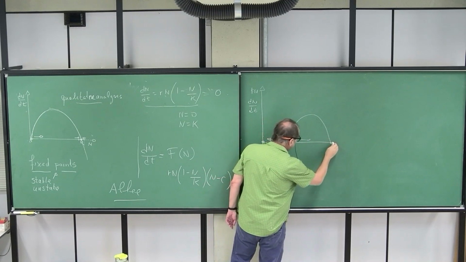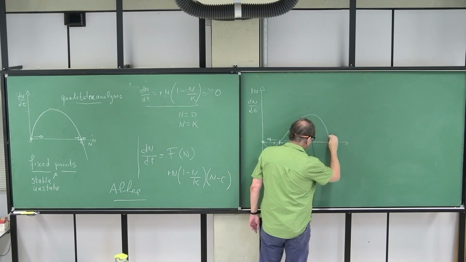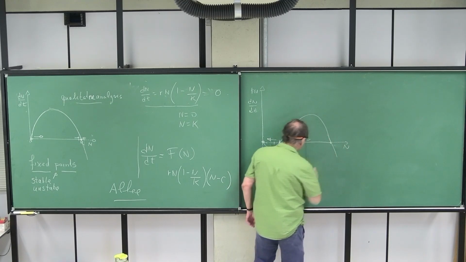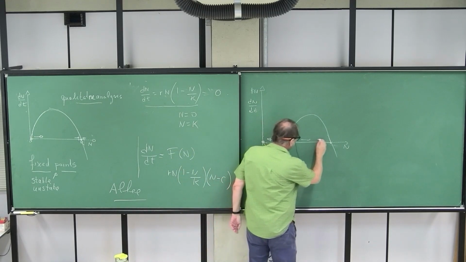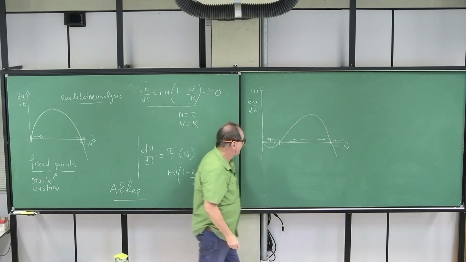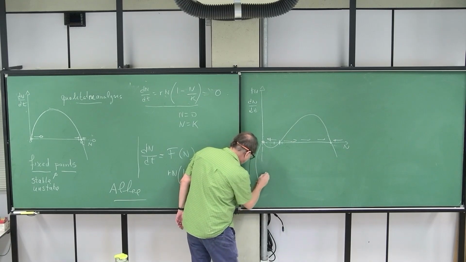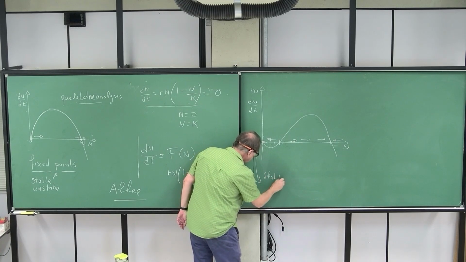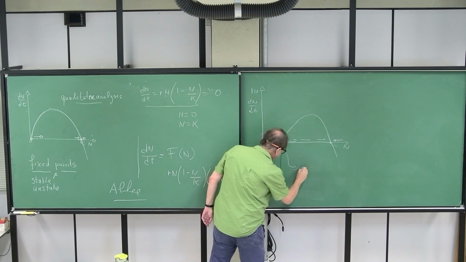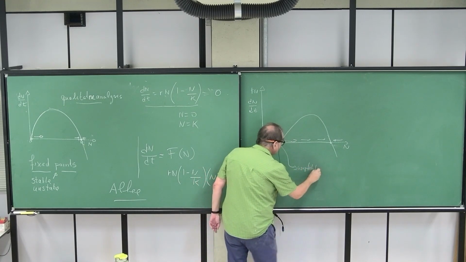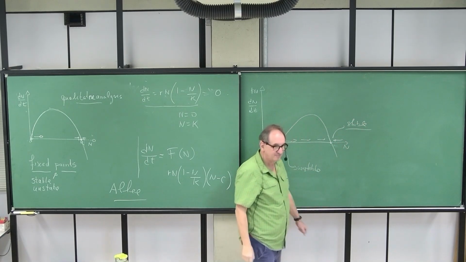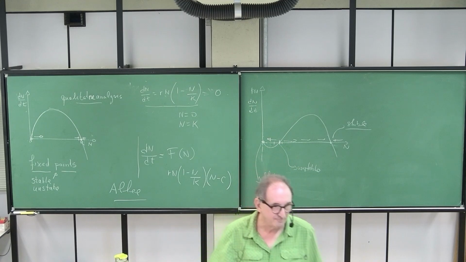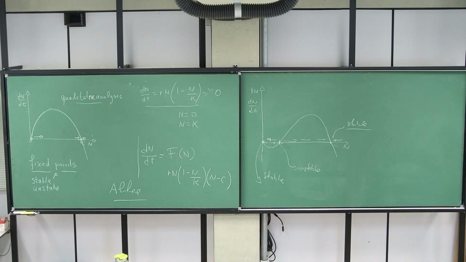And then here, it's just the same argument as I had before. I go this way, this way. So this one is stable, this one is unstable, and this one is stable. You have stable, unstable, stable.